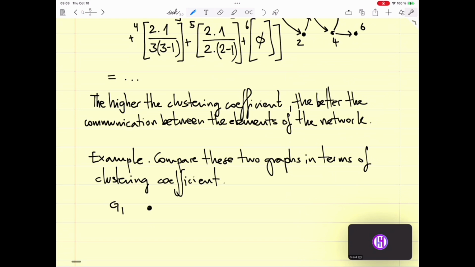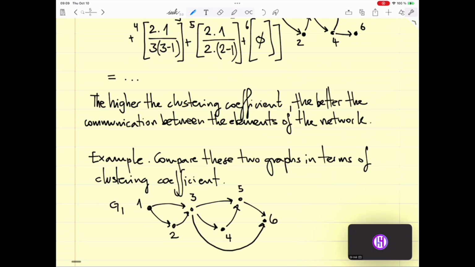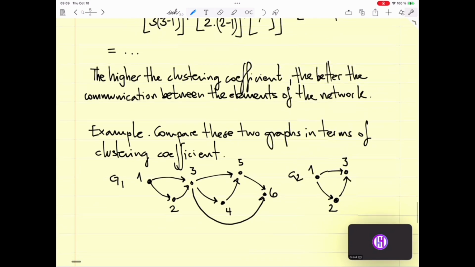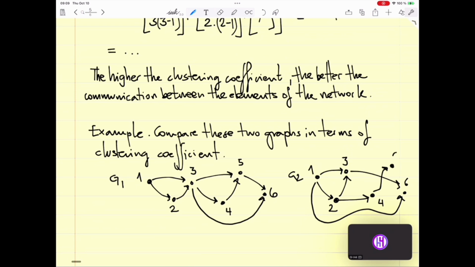G1: 1, 2, 3, 3, 4, 4, 5, 6, 3, 6, okay, and G2: 1, 3, 2, 1, 6, 2, 4, 3, 6, 3, 5.